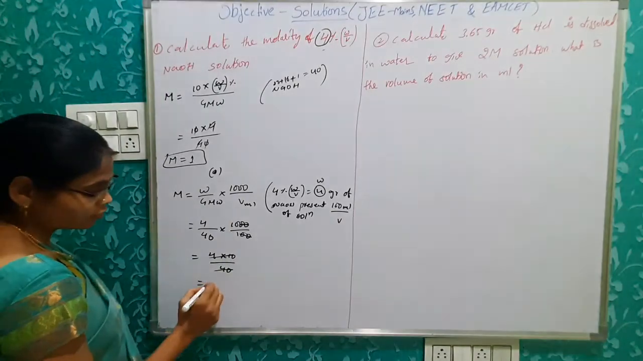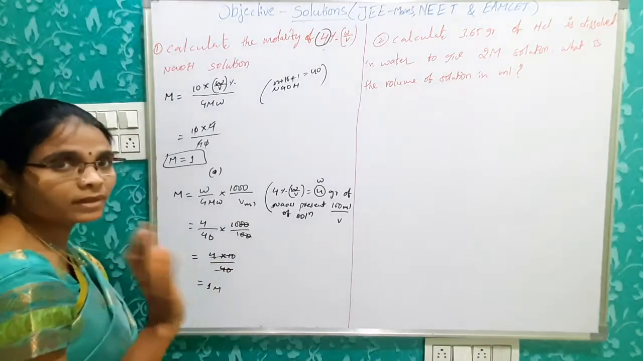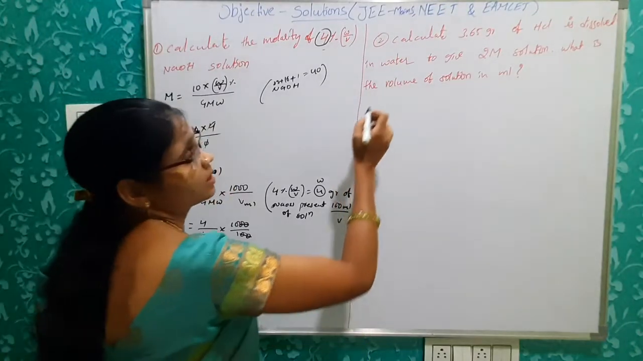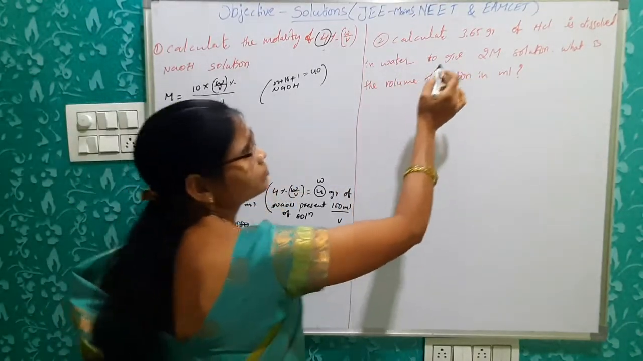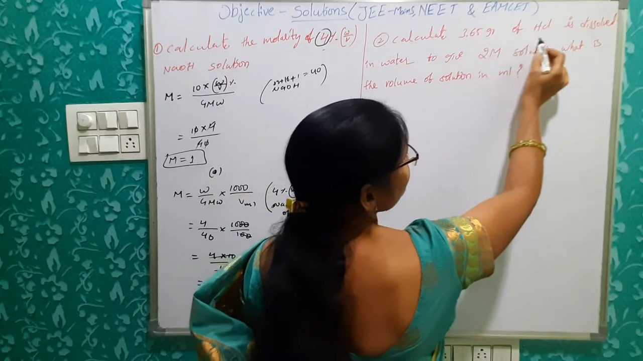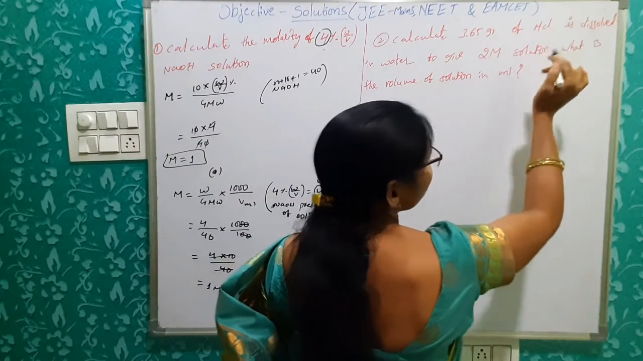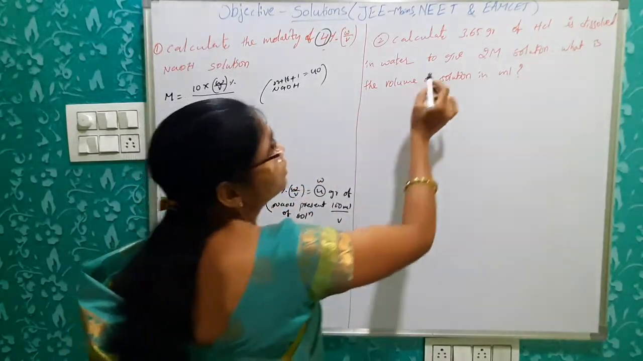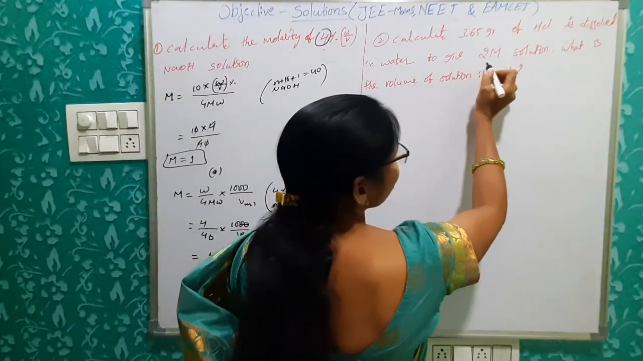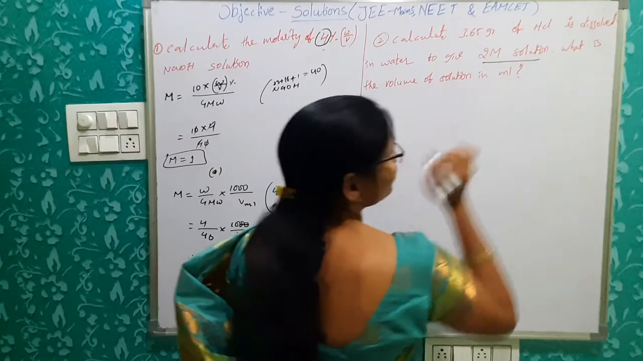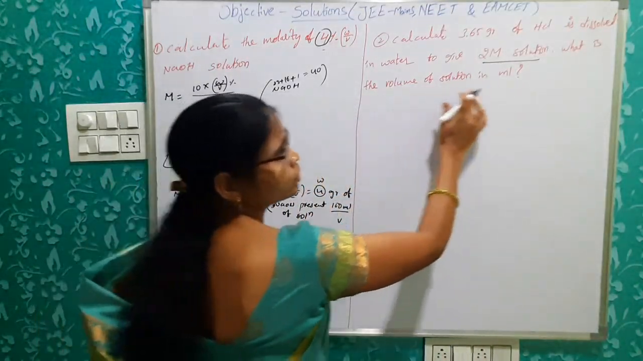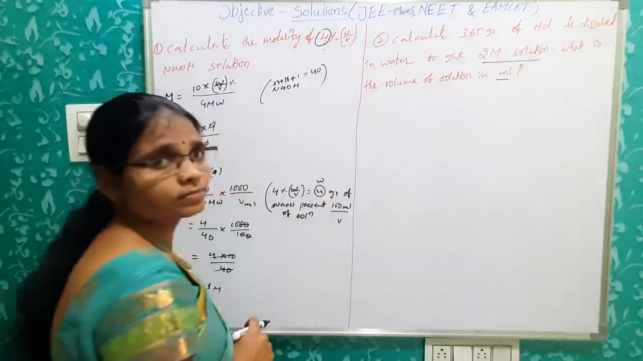So simply we will get what? 1 m. Clear? Next, calculate the molarity: 3.65 grams of hydrochloric acid HCl is dissolved in water to give a 2 m solution. What is the volume of the solution in milliliters?